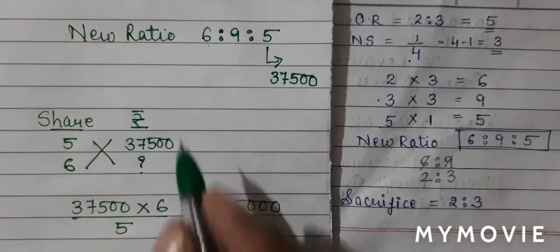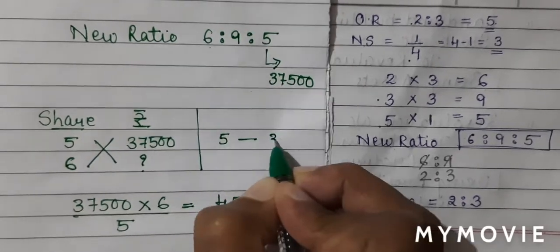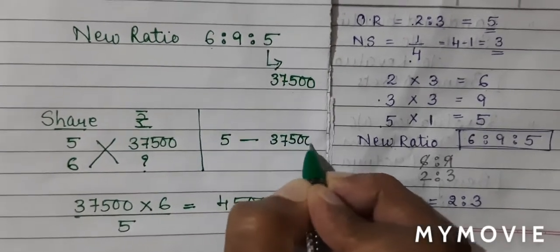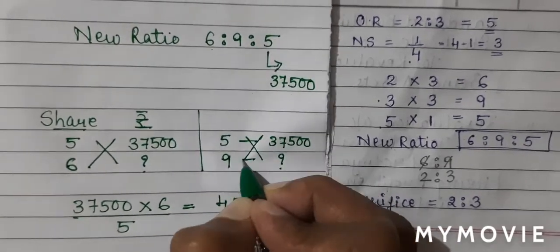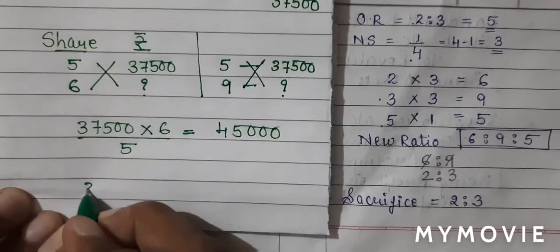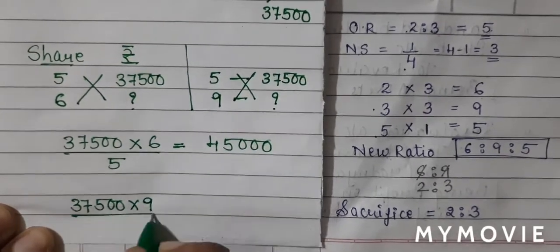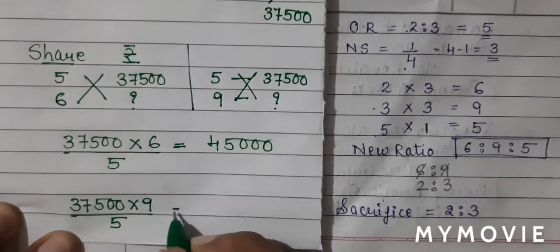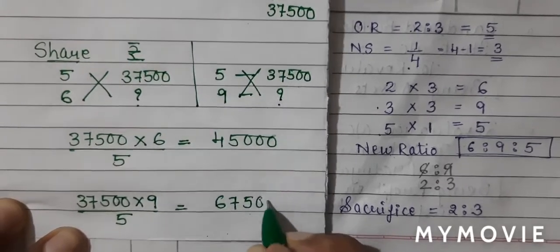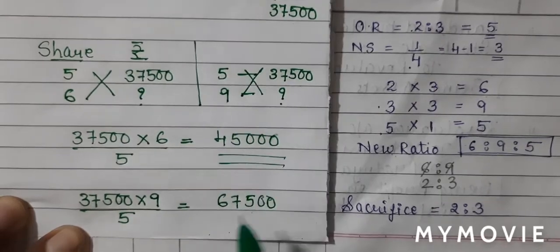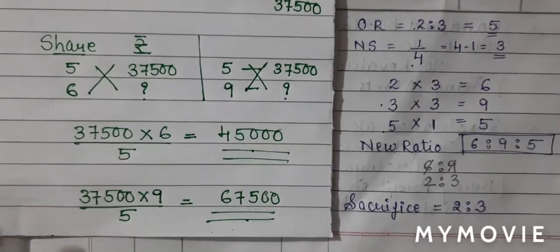And in the similar manner, you will find out for 5 share, if it is 37,500, so for 9 share, it will be how much? You will cross multiply. So again, I'll do 37,500 multiplied by 9 divided by 5, which means I get an amount of 67,500. Now this is the capital which Vikram and Pradnya are going to get in.